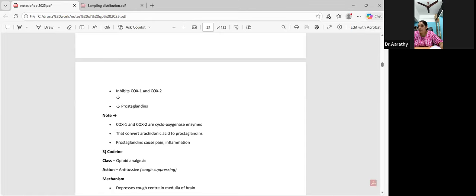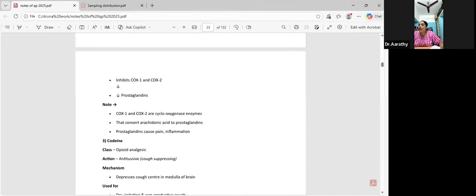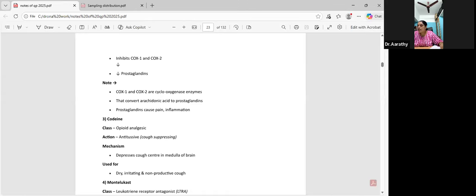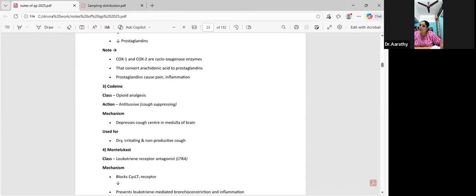Antitussive means it is cough suppressing. Bronchodilation happens, and the dry, irritating cough is suppressed. Okay, mainly codeine is used in dry, irritating, non-productive cough. The mechanism, as I said, it suppresses the cough center in the medulla of the brain. Okay, cough center in medulla of brain.